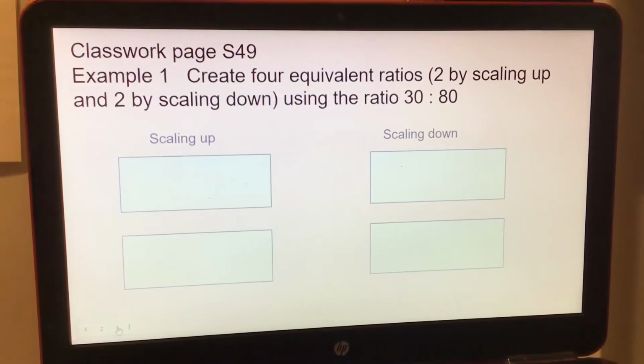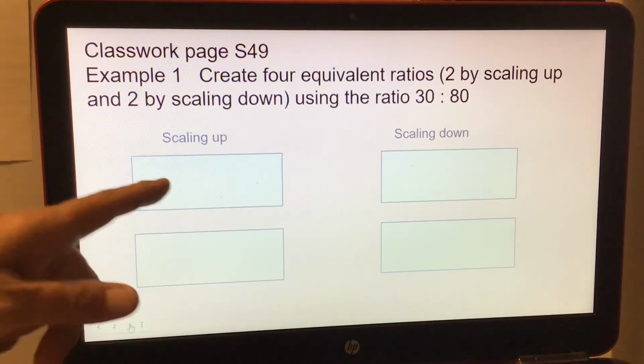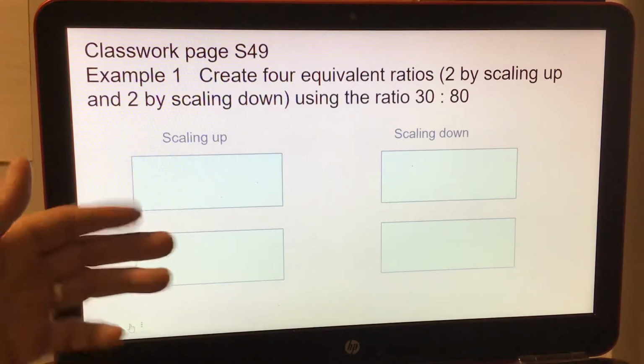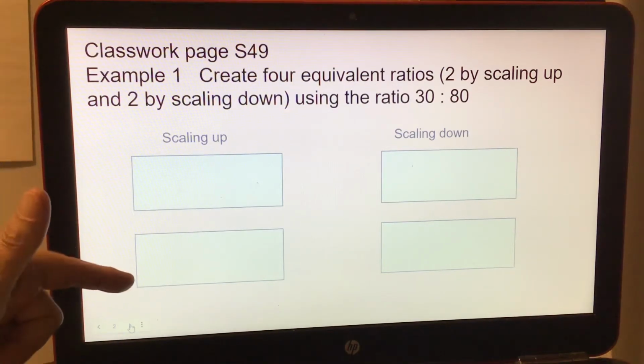Okay, so for the classwork, it's on page S49. Example 1, it says create 4 equivalent ratios, 2 by scaling up and 2 by scaling down using the ratio 30 to 80. So if you're scaling up, you're going to multiply. And I always tell you go by lower numbers. So we're going to multiply here by 2 and by 3.